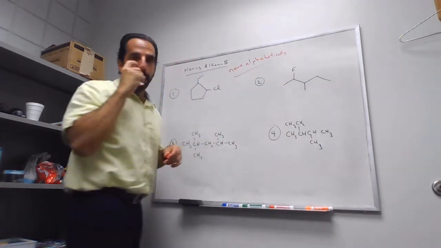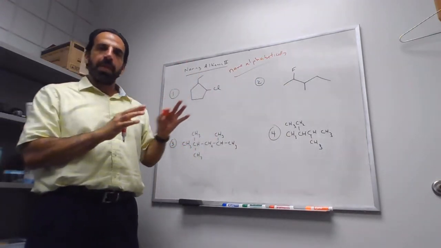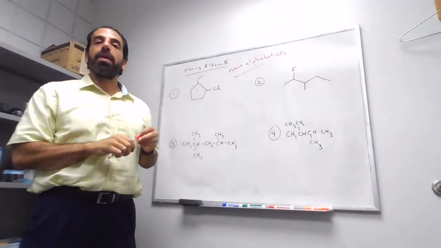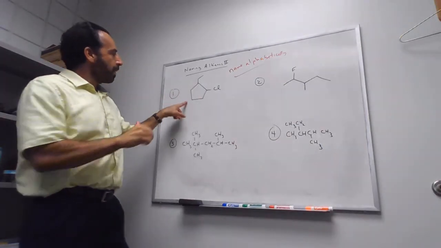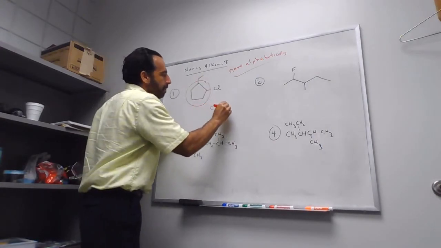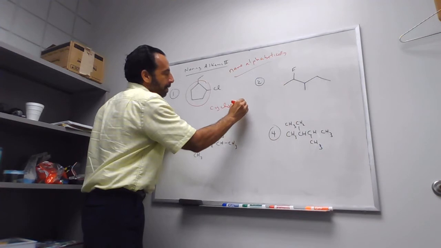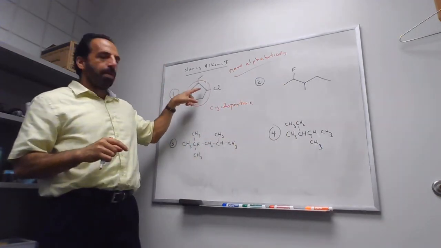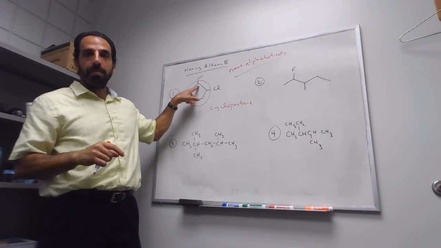So always keep in mind when I'm naming more than one substituent, the one that's alphabetical comes first, not the one with the number. It's the one that's alphabetically. So in this case right here, again, this is cyclo, so it's going to be a cyclopentane. Then you have to decide which one am I going to call carbon number 1 and which one I'm going to call carbon number 2.